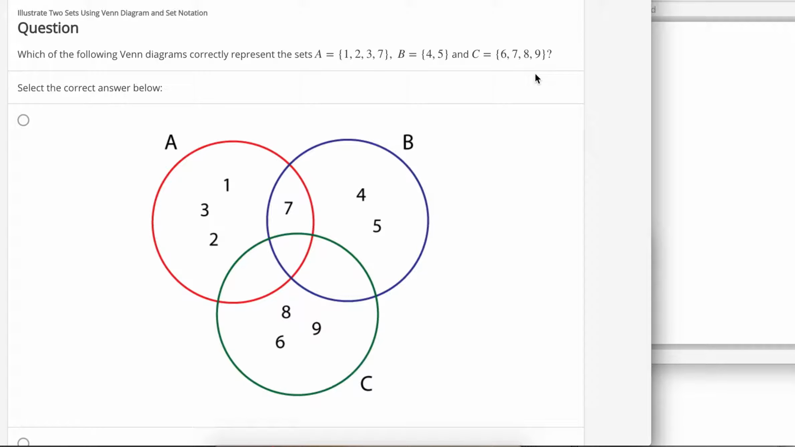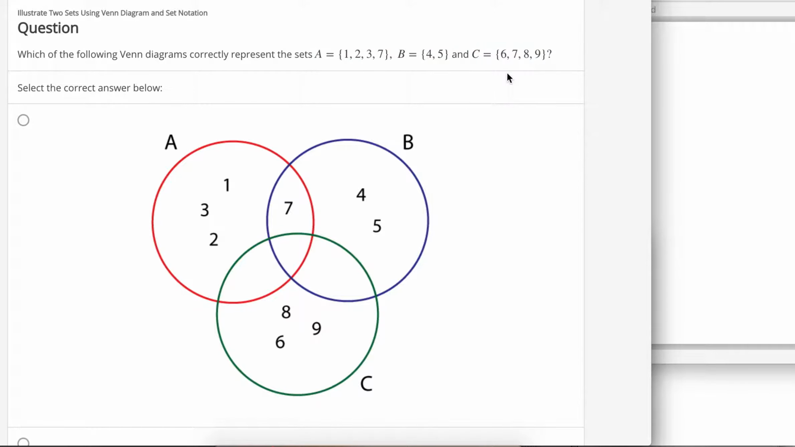So to figure out which one is the correct representation, look to see if they have the same numbers in them. They should cross at those places. Look, set A has 7.